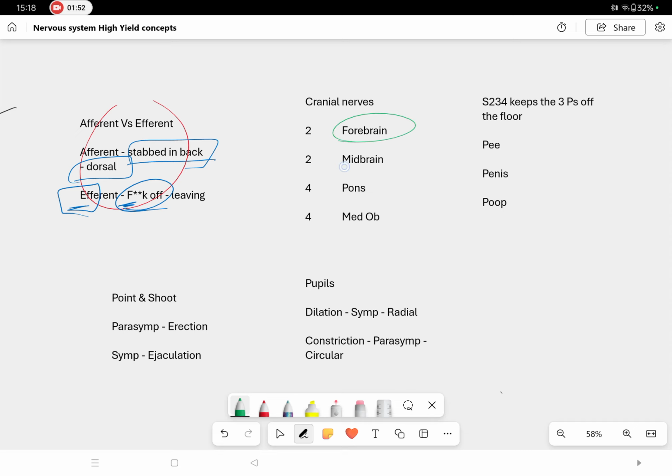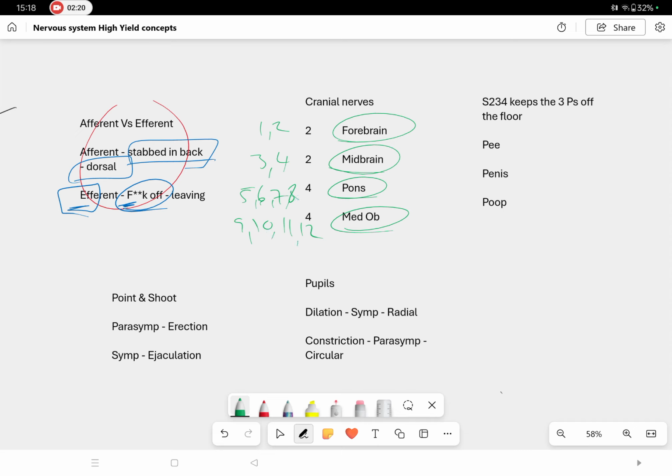So we understand we've got the forebrain, midbrain, pons, and medulla, and I've written here 2, 2, 4, 4. And what this essentially refers to is that the cranial nerve number 1 and 2 leave the forebrain, 3 and 4 leave the midbrain, 5, 6, 7, and 8 are the next 4, and then of course leaving us 9 to 12. So the point here is that these are the cranial nerves that leave these areas respectively.